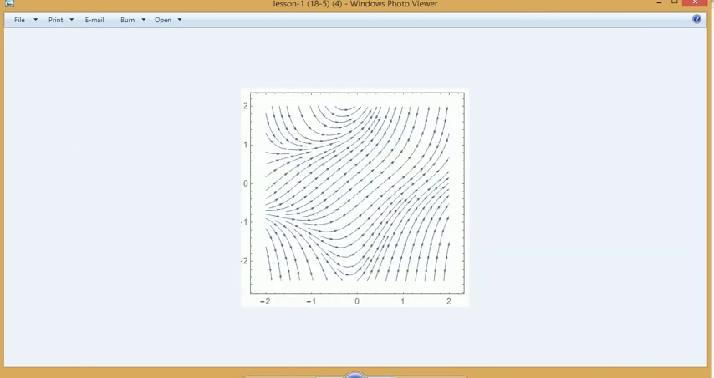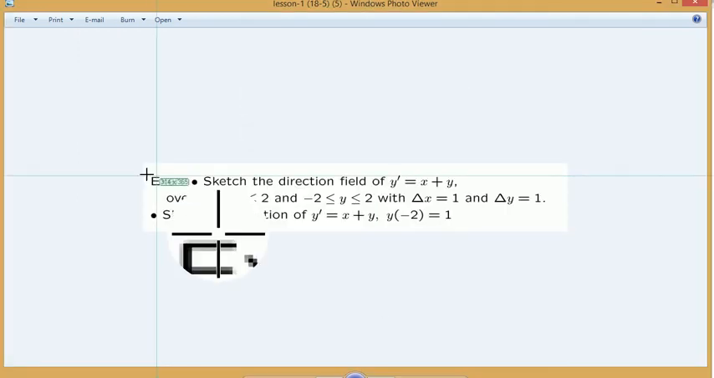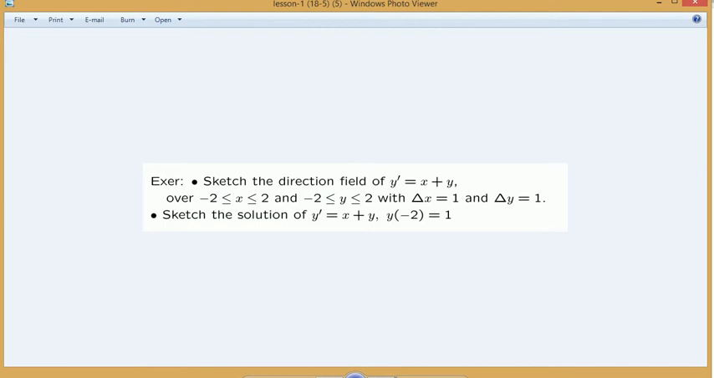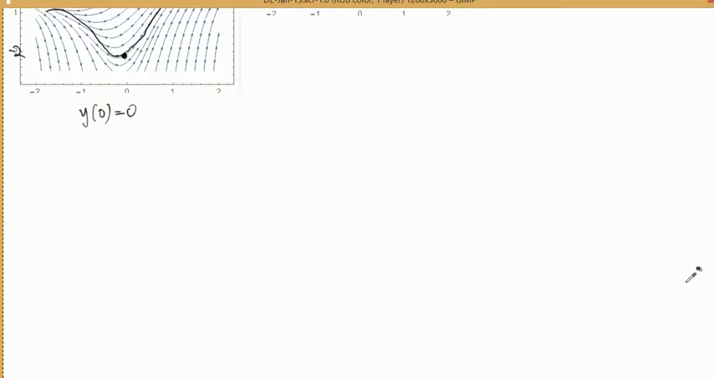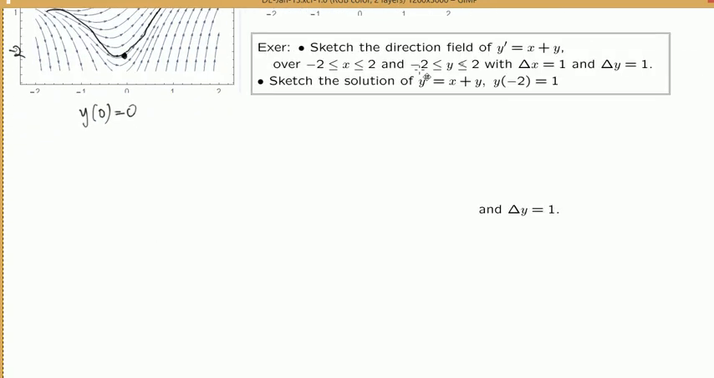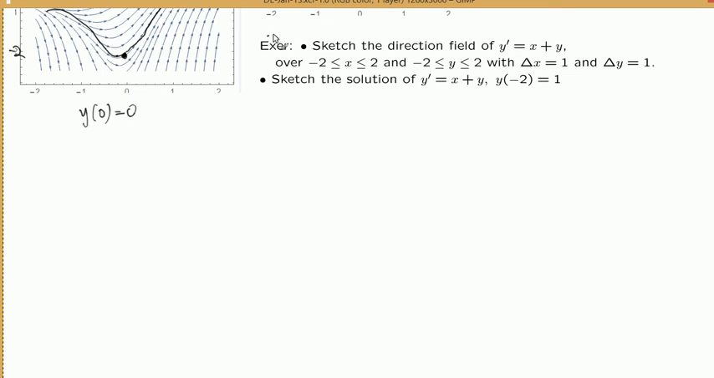Alright, so you can use that if you like using that kind of technology. It's just there. Alright, this is your work, exercise number 3. Sketch the direction field of this first order equation y prime equals x plus y. And go ahead and create the same box, -2 to 2, -2 to 2, with a division of 1. So you will have those 25 points again.